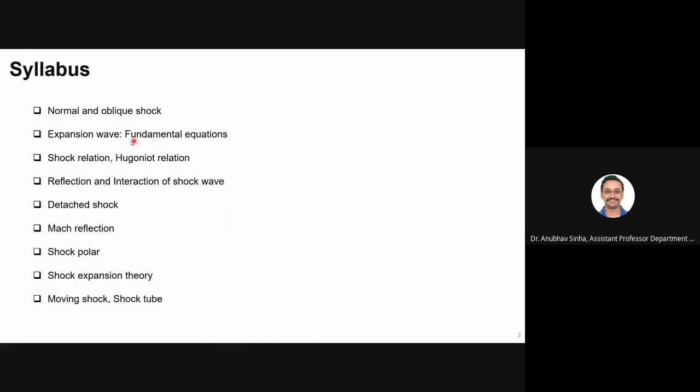We'll talk about normal and oblique shock. We'll talk about expansion wave, and we'll look into Rankine-Hugoniot relations. We'll also talk about reflection and intersection of shock wave. What is a detached shock, back reflection, shock polar, expansion theory, and moving shock in a shock tube. So this is what we have in the syllabus, and we are going to go through all these topics one by one.